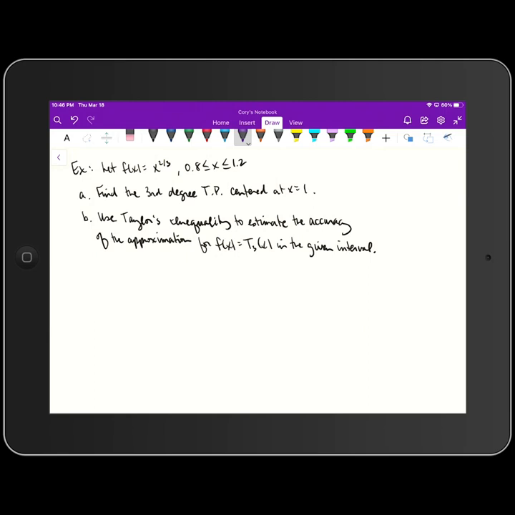And then part B says to use Taylor's inequality to estimate the accuracy of the approximation for f of x, which is equal to t sub 3 of x in the given interval.